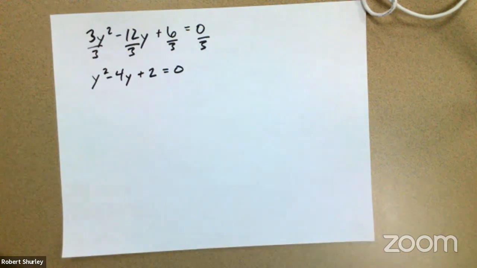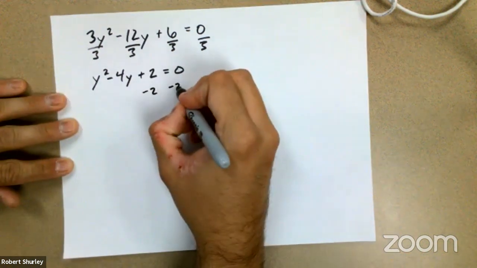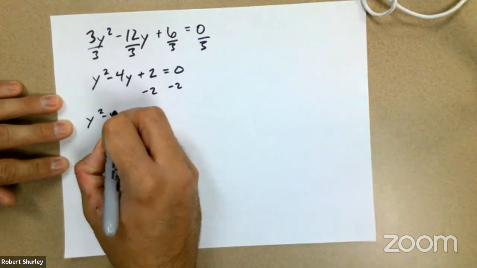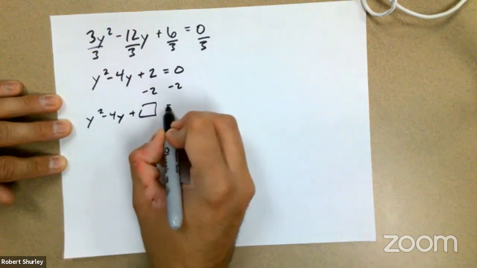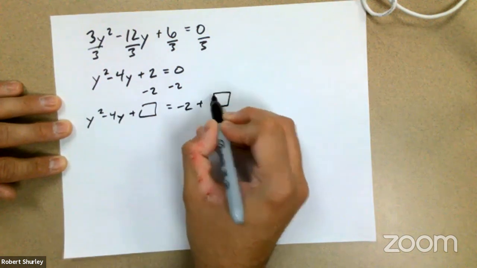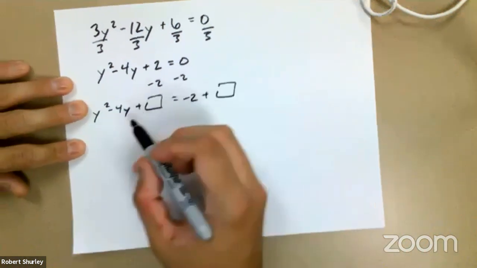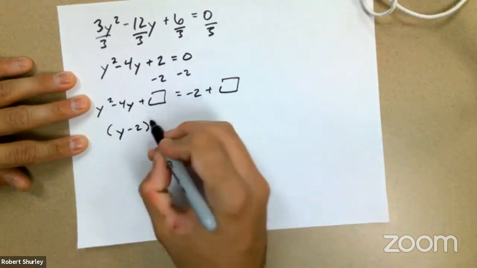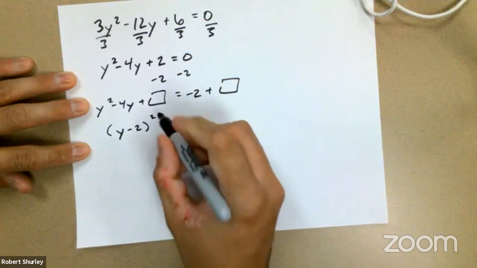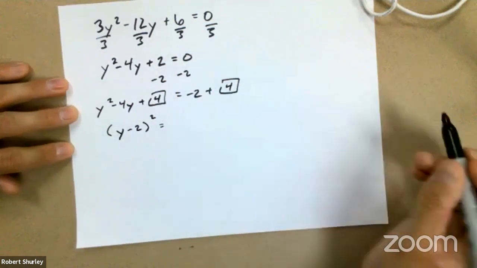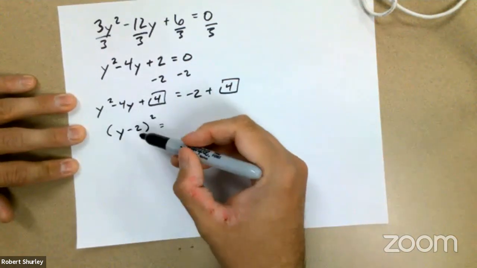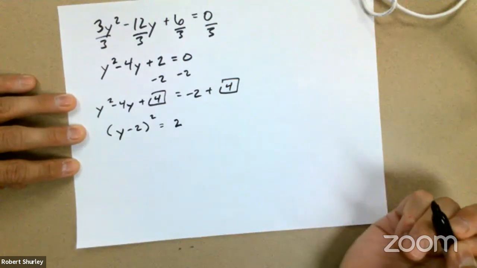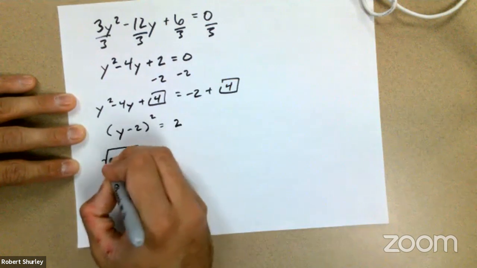Okay, so let's see here. I'm going to move the 2 over, and I get y squared minus 4y plus the box, equals minus 2 plus the box. Then I'm going to say y minus 2 squared. That means a 4 has got to go into both those boxes. So divide it by 2 and square it. So this equals 2. Take the square root of both sides.